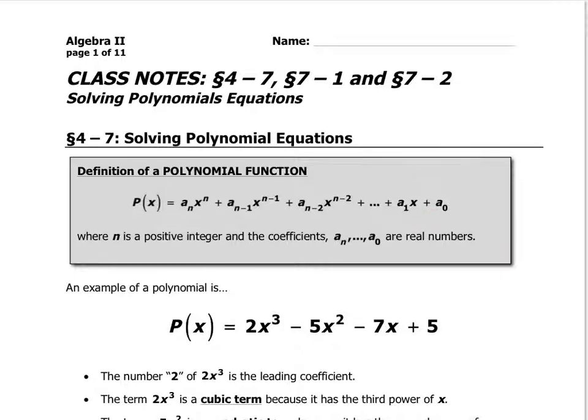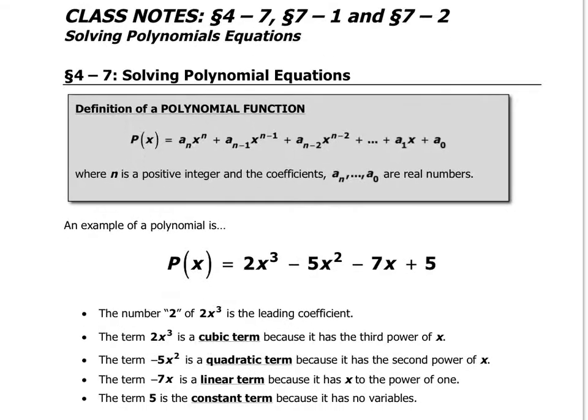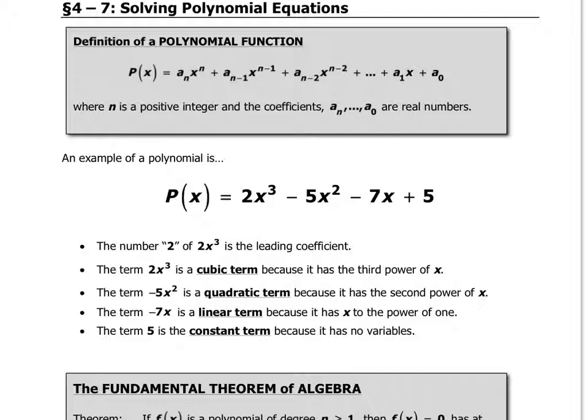So if we're talking about a specific polynomial, we may be talking about one such as this: 2x to the third minus 5x squared minus 7x plus 5. In this particular polynomial, the number 2 of 2x to the third is the leading coefficient. Any term that is an x to the third term is called a cubic term. A term that has x squared is called the quadratic term. A term that has x to the power of 1 that you don't see is a linear term, and 5 is the constant.